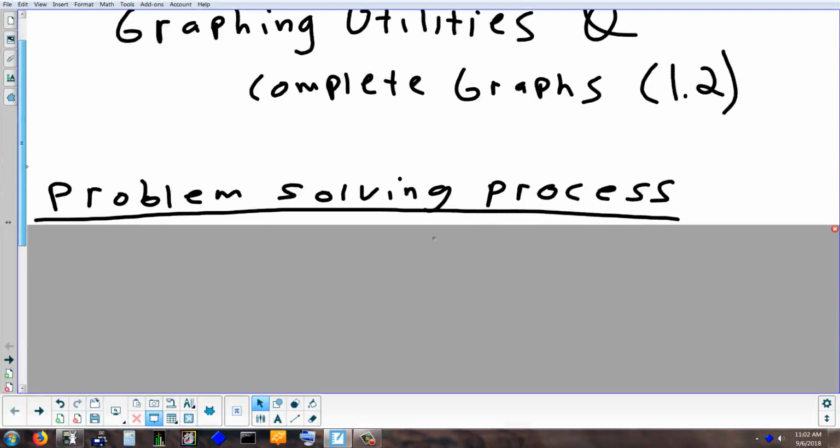Okay, so first thing they mention in this section is just some general problem-solving tips, especially for word problems, like how to think about going through it. So these are just some general suggestions.